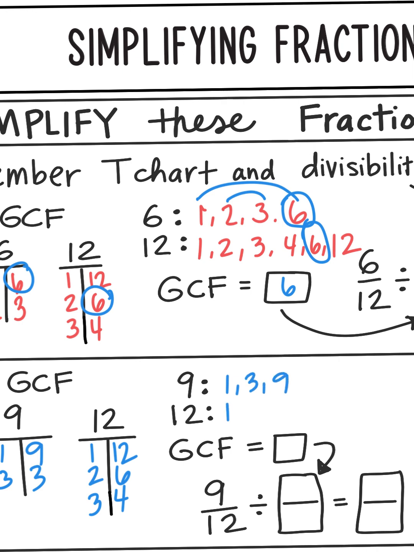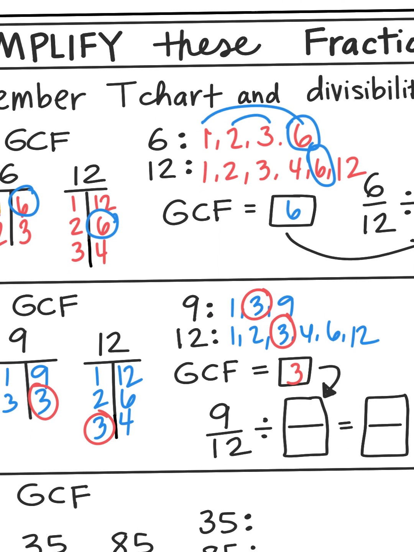All of my factors for 9, all of my factors for 12, and I'm going to circle the greatest common factor that 9 and 12 share, which is 3. So that means that I'm going to reduce 9/12 by dividing the numerator and denominator both by 3. So my reduced fraction is 3/4.